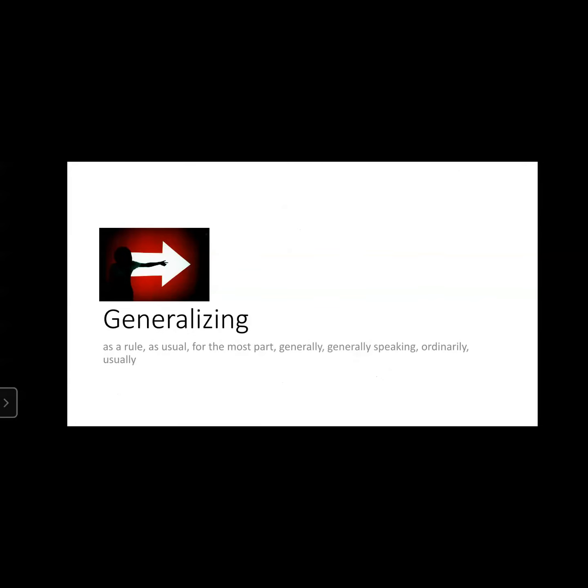transitional statement or words for when you're generalizing things. As a rule, you can be speaking and use the words as a rule, as usual, for the most part, generally speaking, ordinarily, usually. So I expect that you're writing these words and finding ways to use them regularly. You need to put them in your conversations. You need to use them as you speak because they indicate subconsciously to the audience that you're moving to another point, or that you are adding, or that you're generalizing, or that you're highlighting a consequence.